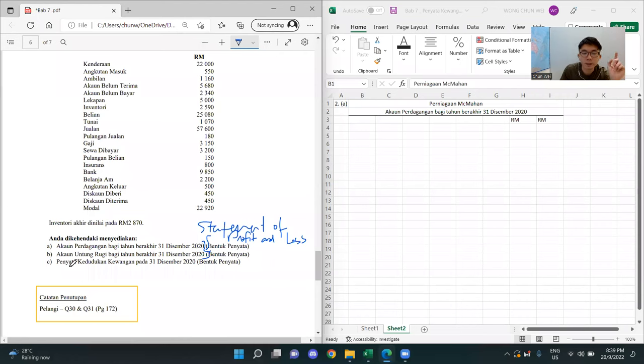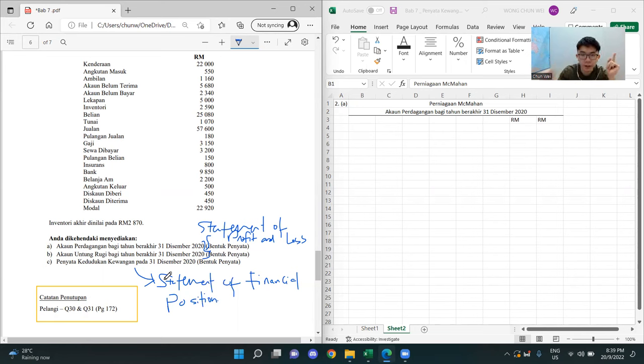Alright, and then the penyata kedudukan kewangan, in English we call it the SOFP, statement of financial position. Right, so this they will change to an English term. Okay, but then other than the changed term, the format is the same.